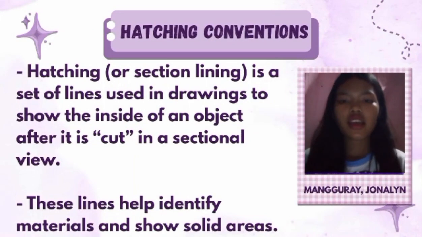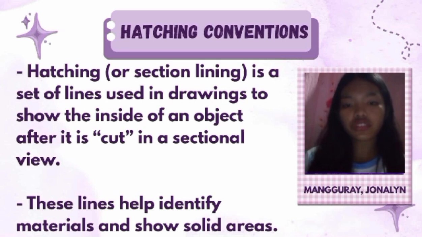Hatching conventions. Hatching, or section lining, is a set of lines used in technical drawings to show the inside of an object after it is cut in a sectional view. So, it is used in technical drawings. Hatching, also known as section lining, is a fundamental practice for illustrating the internal structure of an object when it is cut in a sectional view.